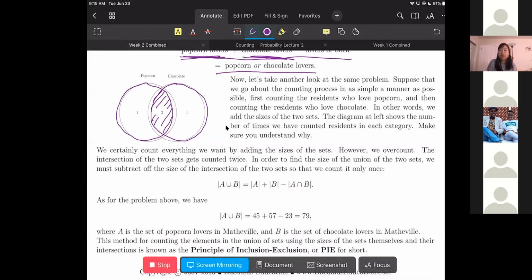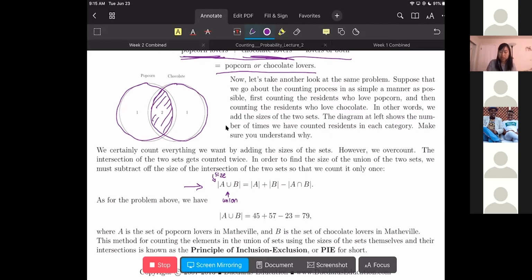But in order to find what we call the union of the two sets, which in this case is popcorn or chocolate lovers, we need to subtract out the overcounting part, which is the intersection. And here's another way of writing it over here. This U symbol means union. That just means if I take set A and set B and only count everything in there once. And these bars refer to the size of the set.